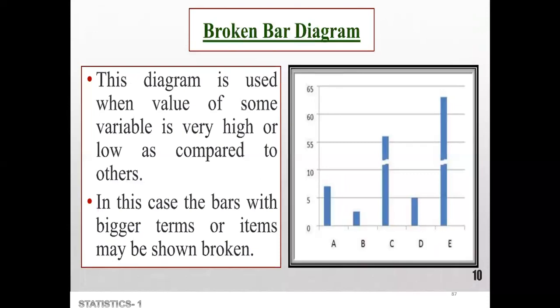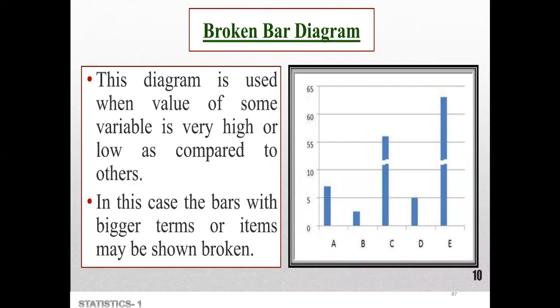The other one is a broken bar diagram. This diagram is used when the value of some variable is very high or low as compared to the other ones. In this case, the bars with the bigger items may be shown broken. That means if you are representing multiple values of a particular variable and some values are very high, they can be differentiated from the lower values with the help of the broken bar diagram.